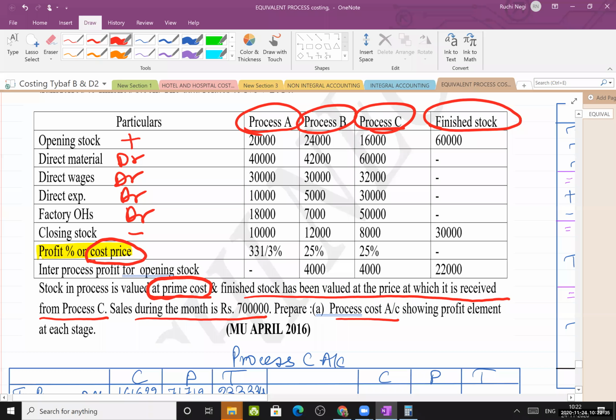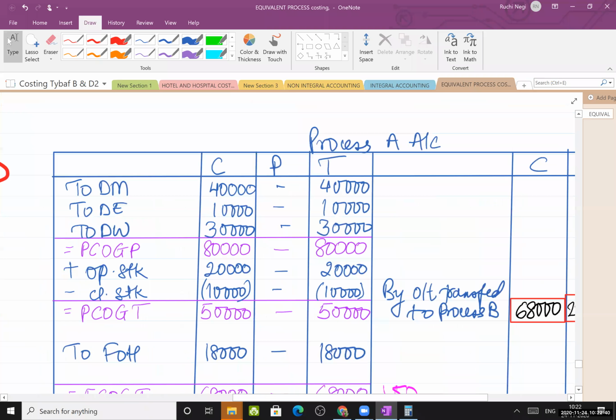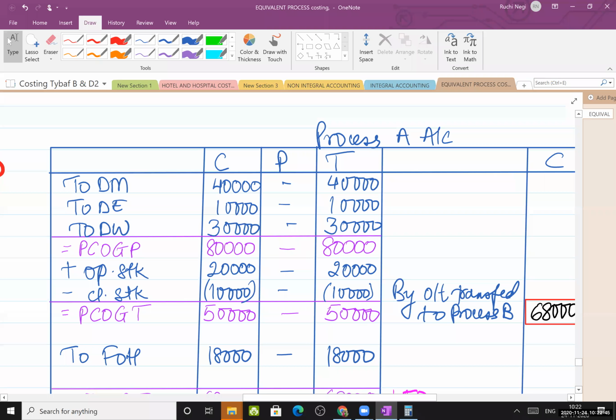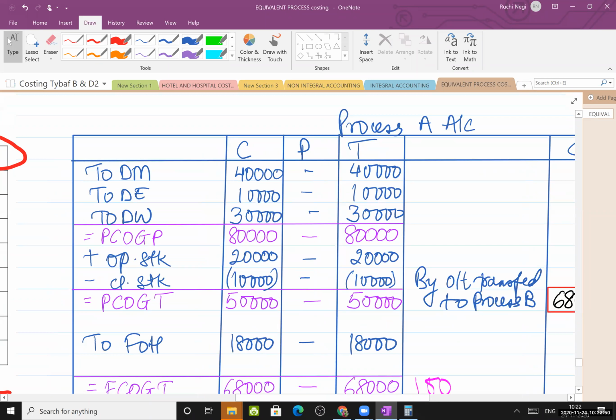Okay, so let us start, first with process A. First we will complete the debit side: cost, profit, transfer, or you can write total. We have to make the ledger in sync with the cost sheet, don't forget that. Material, labor, expenses give me prime cost. So this is my prime cost. You can be more specific: prime cost of goods produced. For theory purpose, I'm writing it this way.